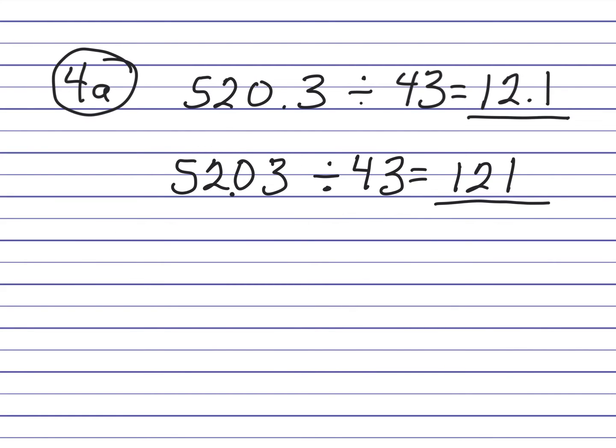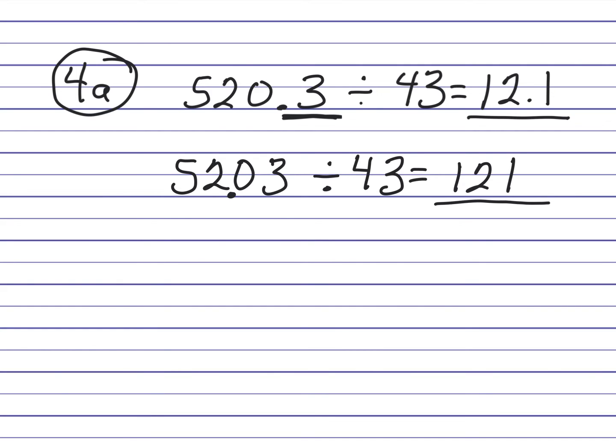Okay, in number 4A, it says use the equations on the left to solve the problem on the right. Explain how you decide where to place the decimal in the quotient. Okay, so if you're thinking mathematically, we have 520.3 divided by 43. Thinking logically, that would be 12.1. But if you look here, we have one digit to the right of the decimal point. Here in 52.03, we know it's the same numbers divided by 43, 5203, 5203.